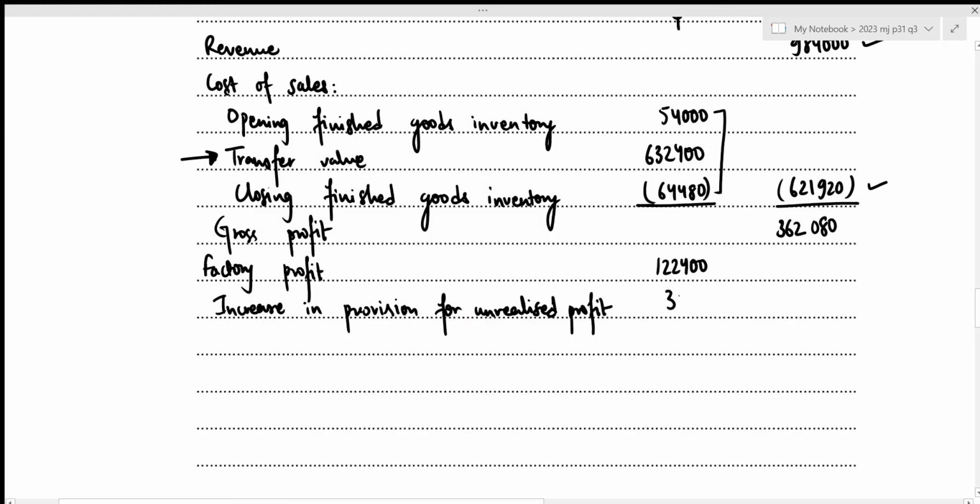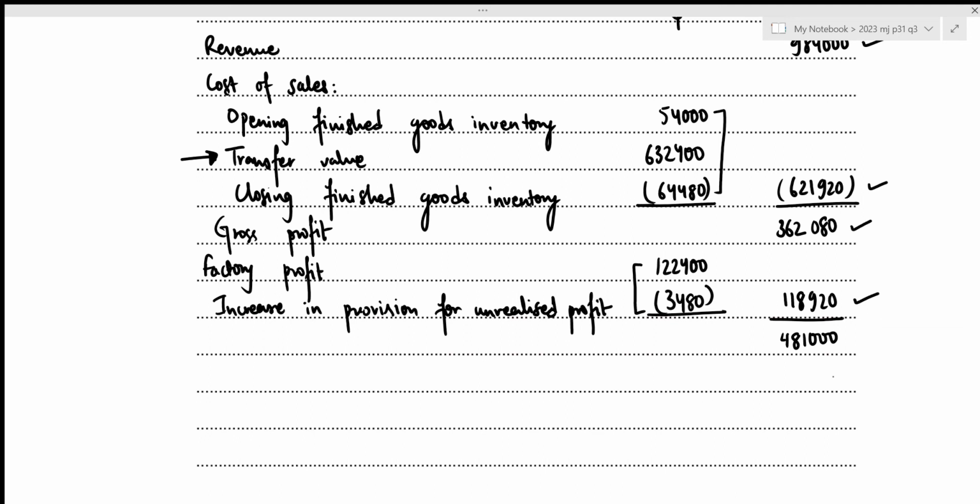So we're just subtracting 3,480. Let's figure out the total. That's 122,400 minus 3,480, which results in 118,920. Now, the next step would be to add our gross profit to this factory profit adjustment. So that's 362,080 plus 118,920, which results in 481,000. So this is basically our total profit or gross profit plus the factory profit.